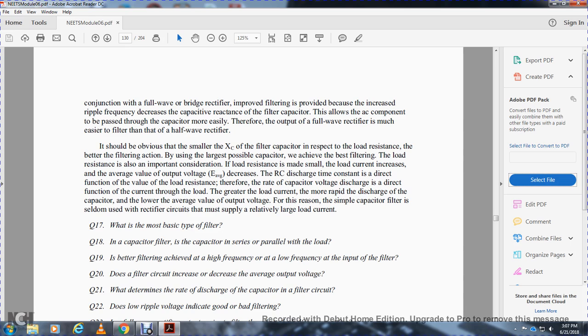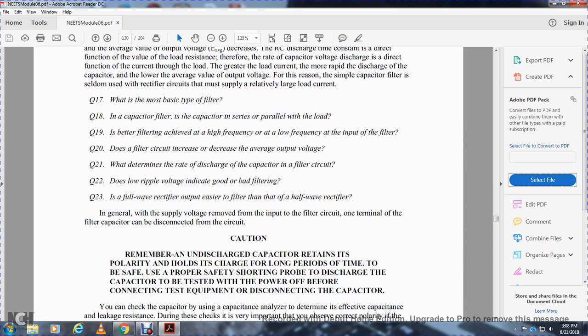If the load resistance is made small, the load current increases and the average output voltage decreases. The RC discharge time constant is a direct function of the value of the load resistance. Therefore, the rate of capacitor voltage discharge is a direct function of the current through the load. The greater the load current, the more rapidly the capacitor discharges, and the lower the average output voltage. The simple capacitor filter is seldom used when the rectifier circuit must supply relatively high current.